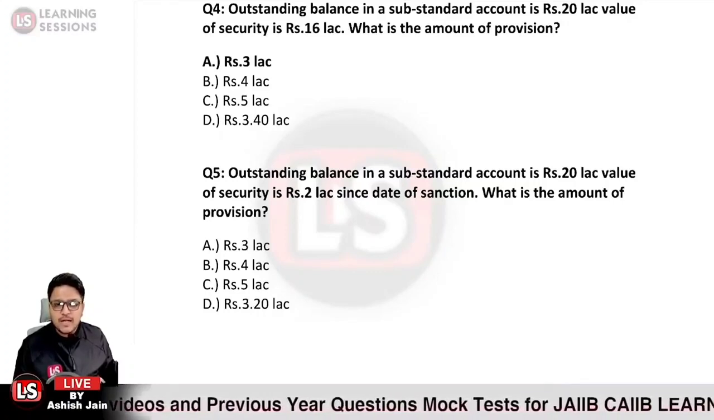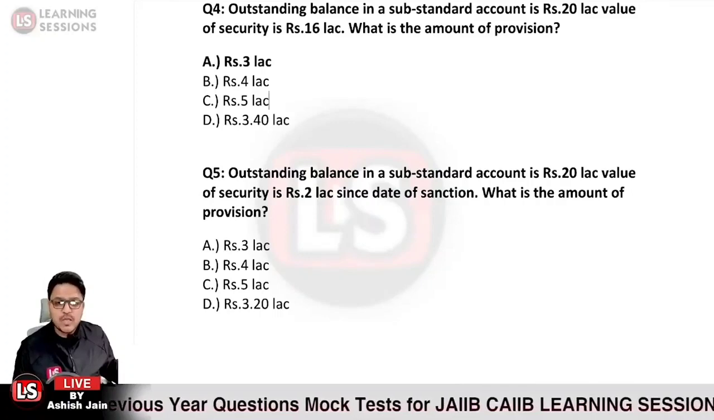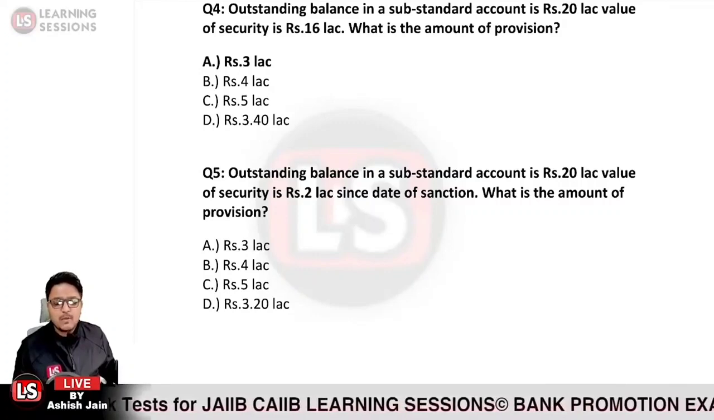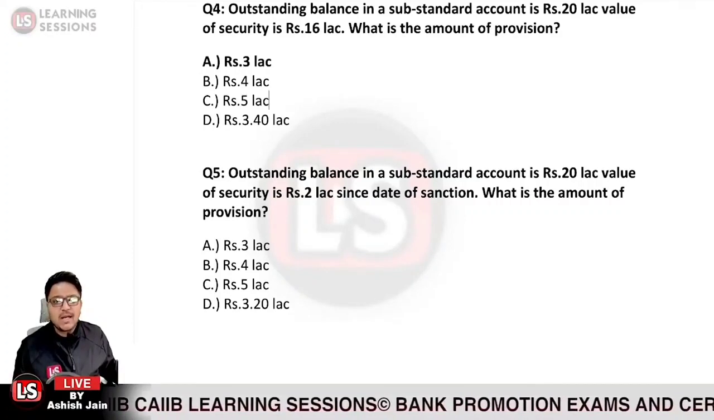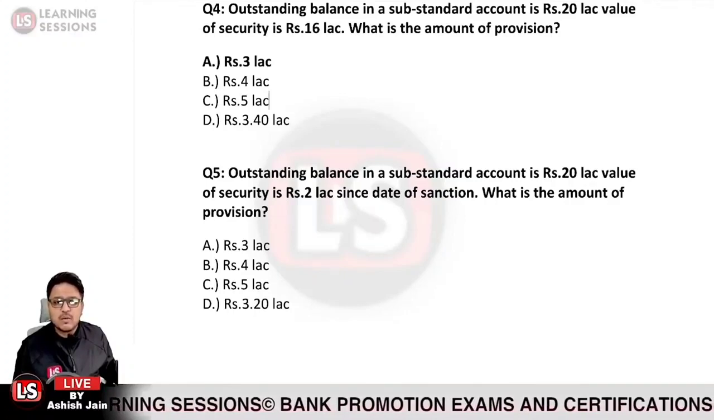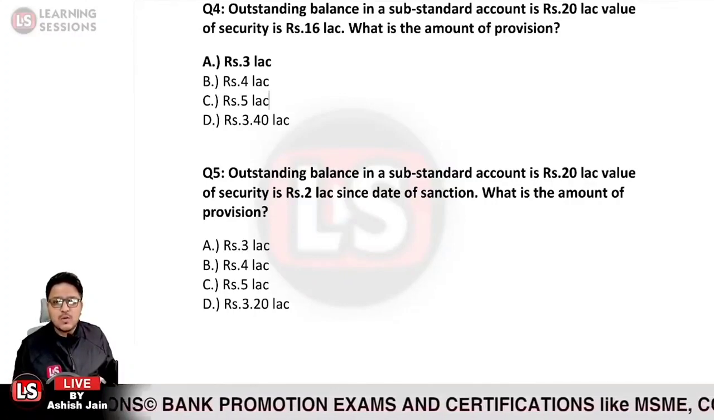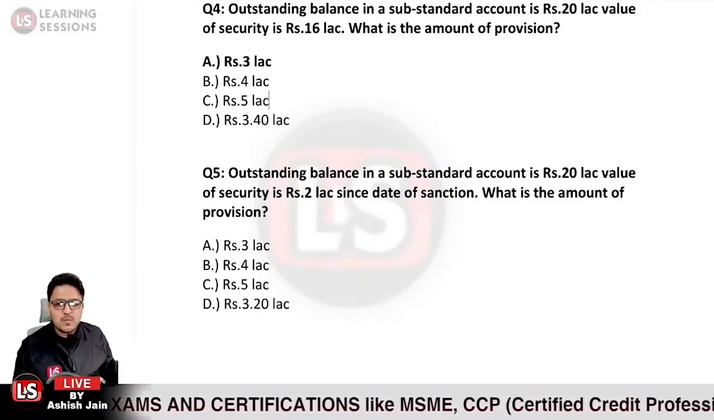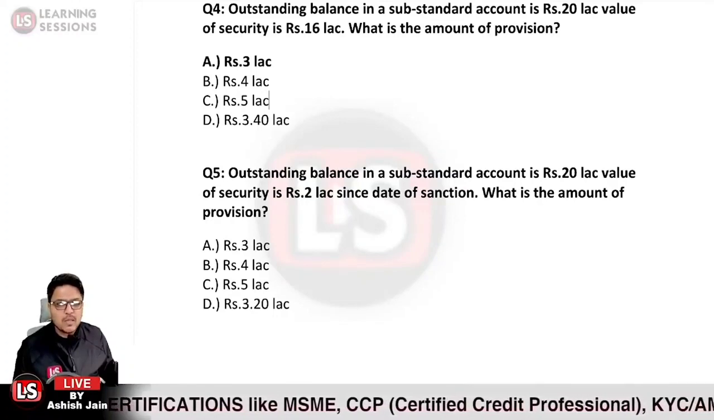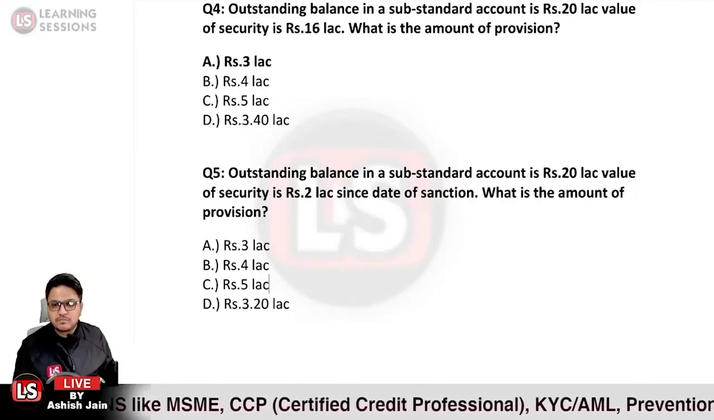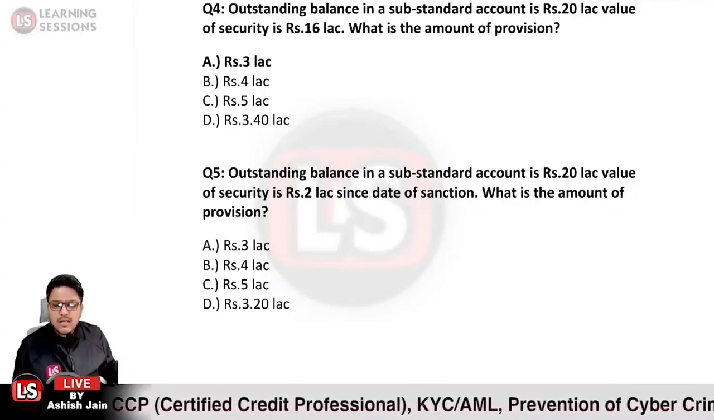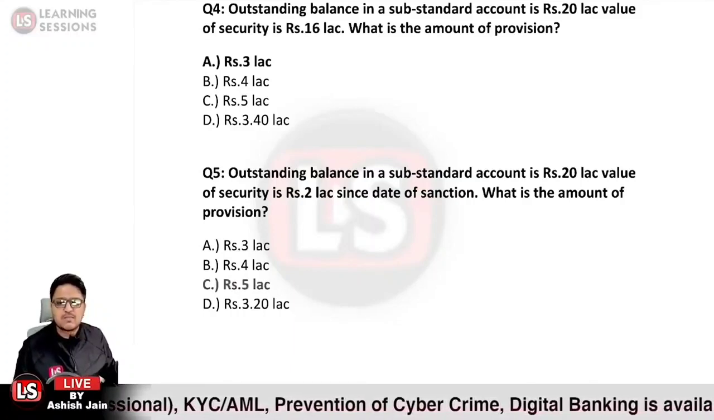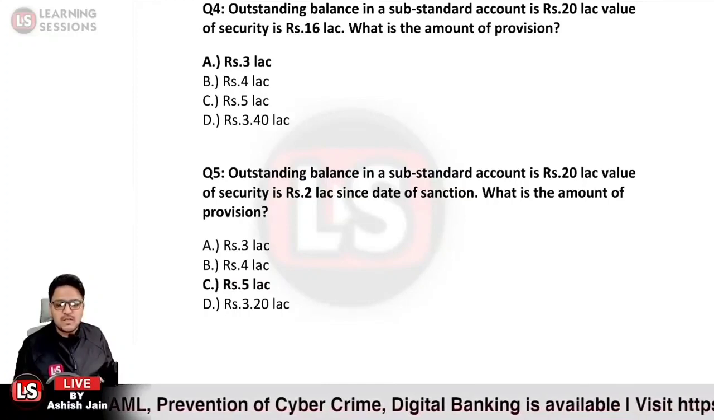First of all, we need to identify whether the loan is a secured loan or unsecured loan. In this case, the value of security is up to rupees 2 lakh, which is basically 10% of the outstanding amount. So it is an unsecured loan account. What would be the provision percentage applicable? 25% would be applicable, as it is not mentioned to be an infrastructure loan. So option C will be the right answer. Kailash Komane has answered at the earliest that option C, that is 5 lakh rupees, is the right answer.